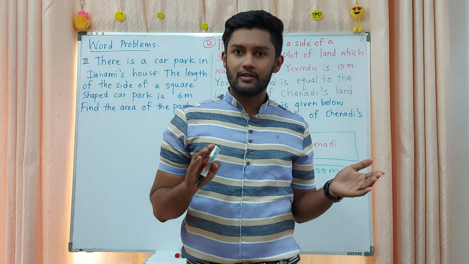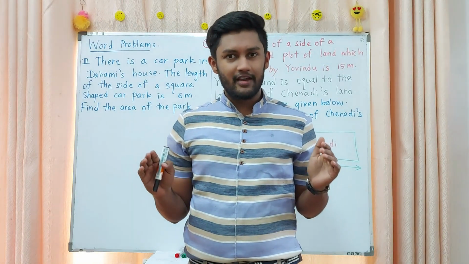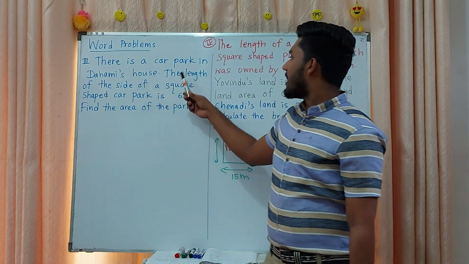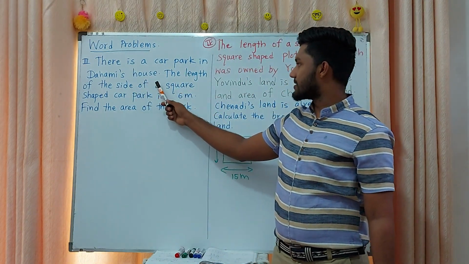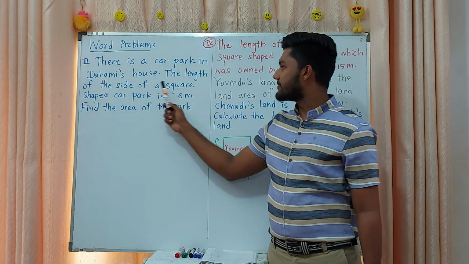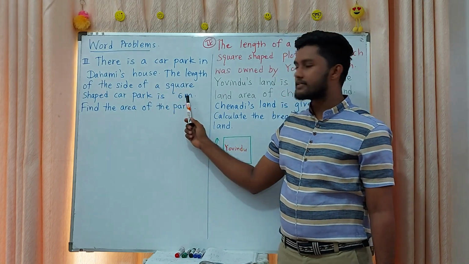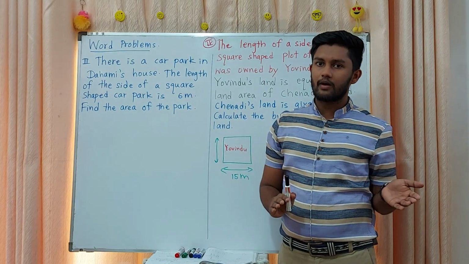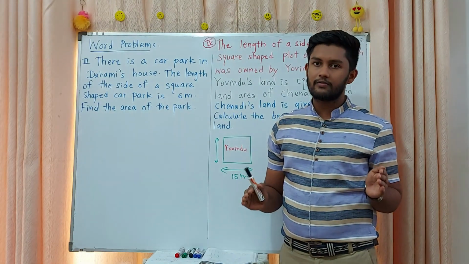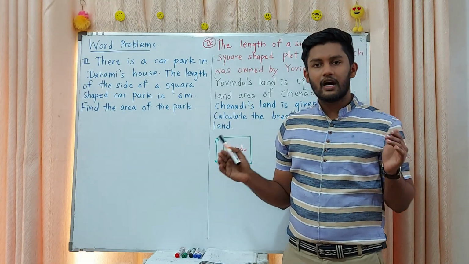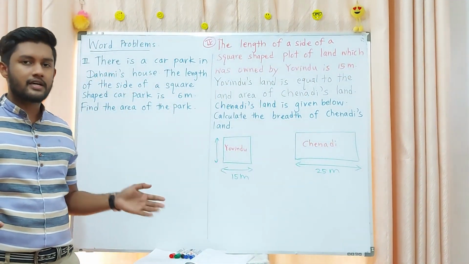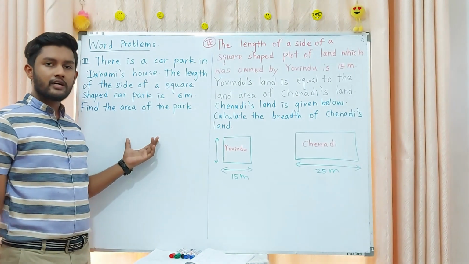When we move on to the word problems of this area lesson, there is a car park in Dahami's house. The length of the side of a square-shaped car park is 6 meters. When you read a word problem, you want to draw a figure and solve it. After drawing a figure, you can understand what things are inside the question.